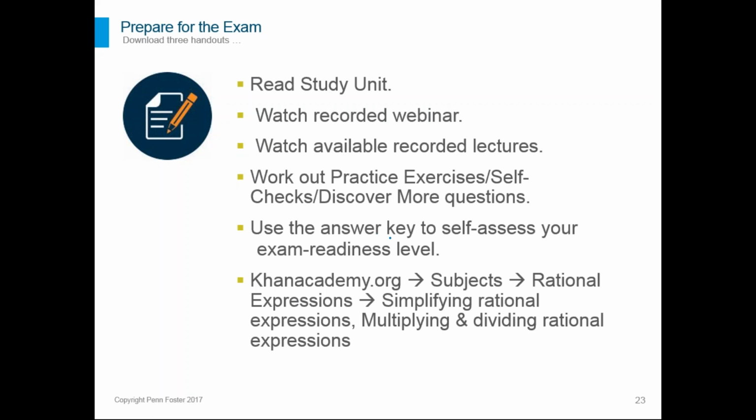Also use the answer key for those questions. The practice exercises or discover more questions have the answer keys available to you. So if we're closed and you're working on your practice questions, you don't have to wait for us to reopen the next day. You can just look up your answers and if you get most of the answers correct, it means that you are ready for the exam. If you get them mostly incorrect, it means that you should not proceed to the exam.